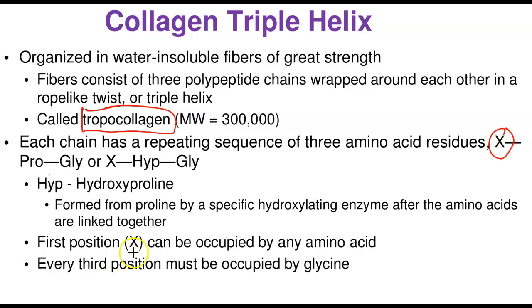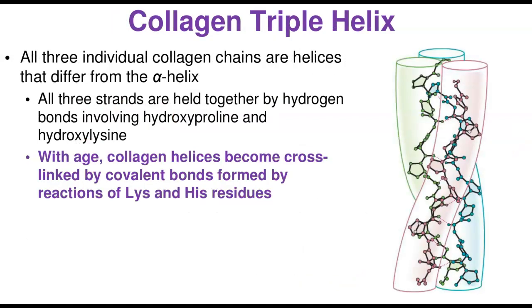So the first position can be occupied by any amino acid, but every third position must be occupied by glycine in the triple helix, making it very strong. So look at the triple helix. All three individual collagen chains are helixes that look different from the alpha helix. They're held together by hydrogen bonds involving the hydroxyproline and the hydroxylysine. Again, hydroxylysine is produced from lysine when it is hydroxylated by a hydroxylating enzyme.